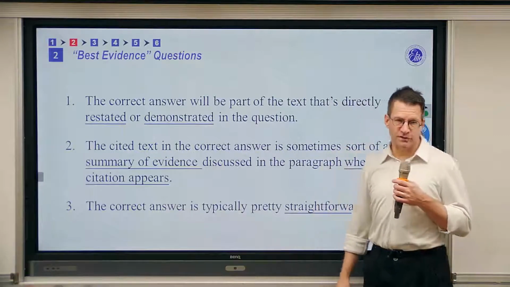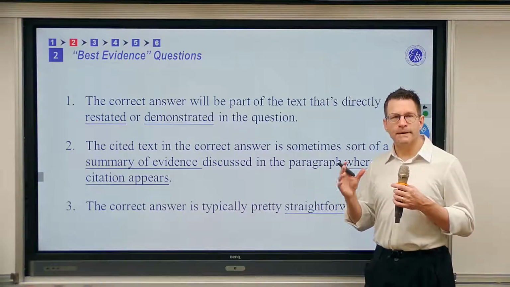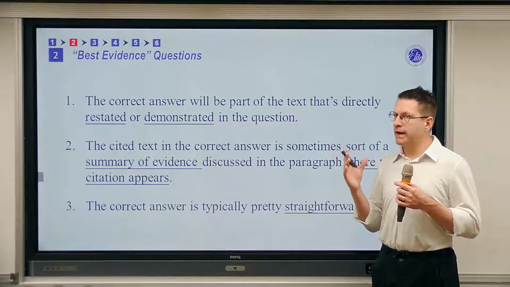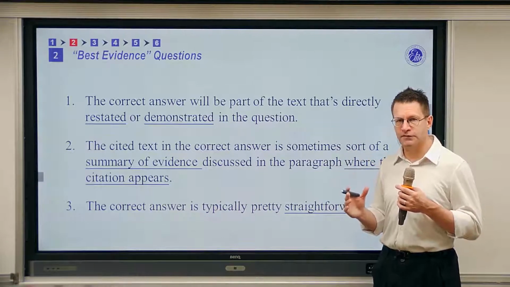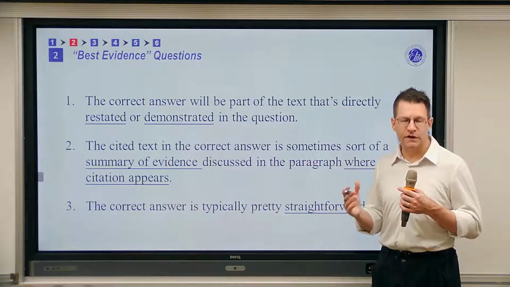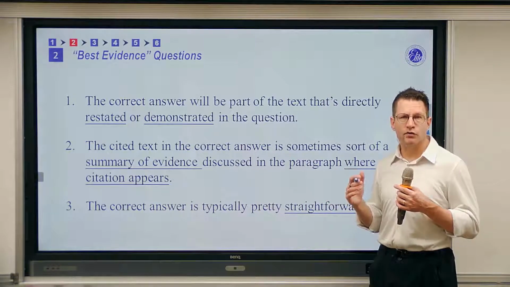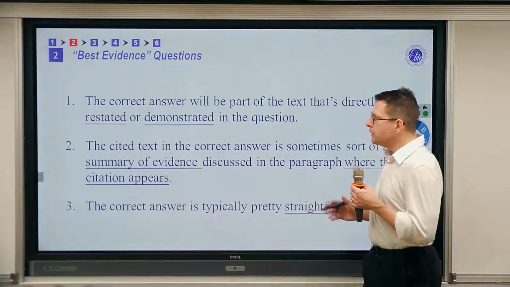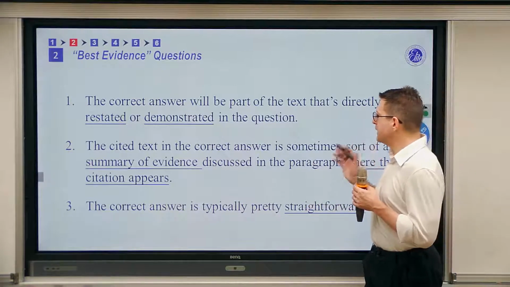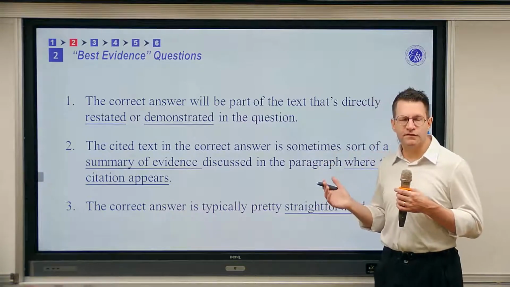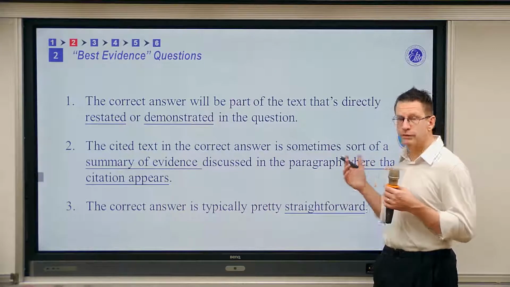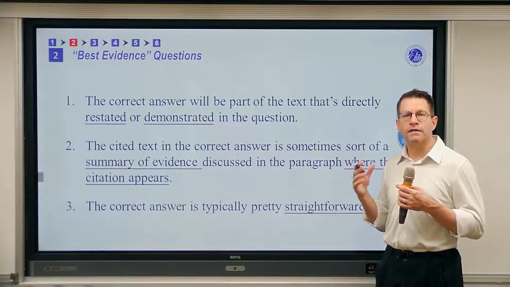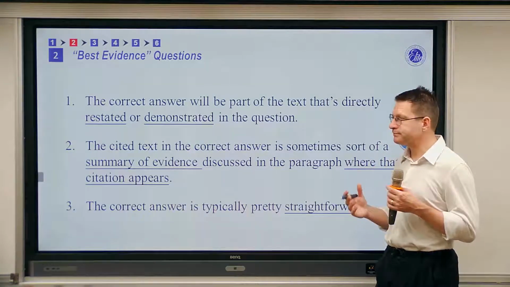Best evidence questions. These questions come in a pair. Firstly, you answer one question, and then you answer another question which asks you to find the best evidence supporting the answer you gave to the previous question. There are 3 main points to remember. Firstly, the correct answer will be part of the text that is directly restated or demonstrated in the question. So it's important to look at the first question and get an idea of the main point of the question.